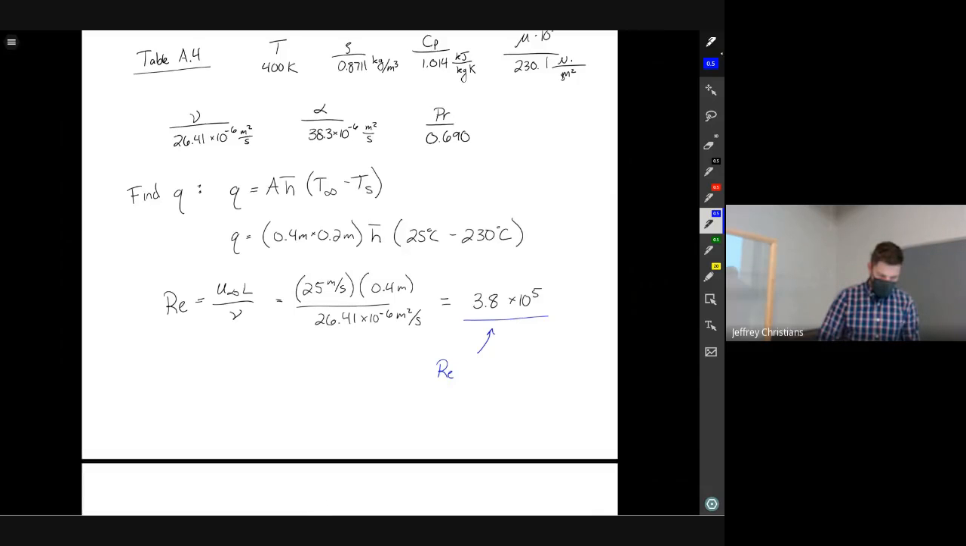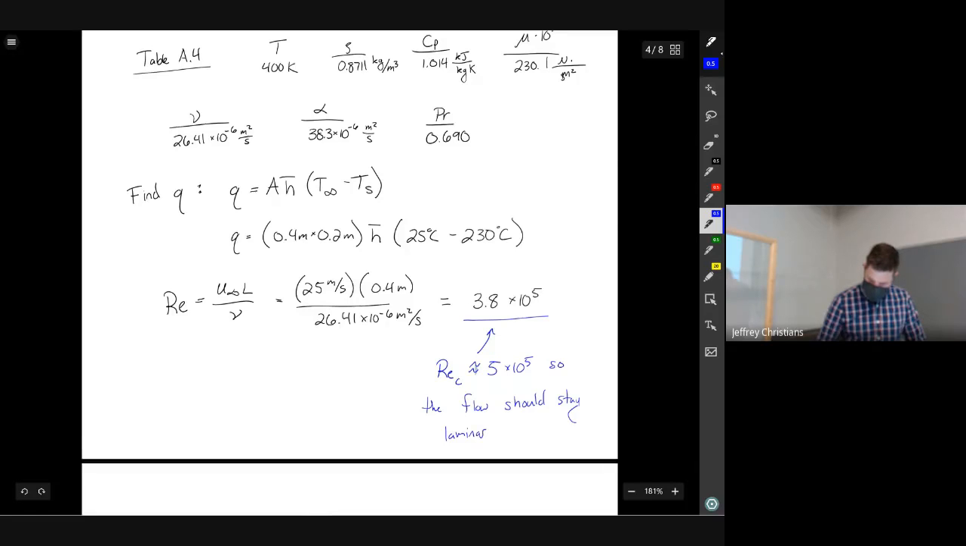So the critical Reynolds number is about 5 times 10 to the 5. So the flow should stay laminar, although it's going to be borderline at the end of the plate. It's definitely going to be laminar over most of the plate. At the end, it maybe is borderline, but it probably should be laminar. The exact details depend on fluctuations in the free stream velocity. If your U infinity is not exactly 25, if it's jumping around a little bit, then that's going to cause turbulence. But it should probably stay laminar.